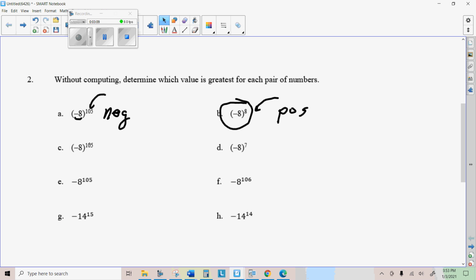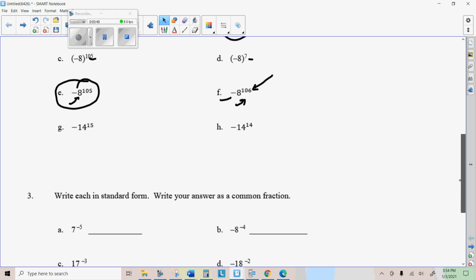Okay, now on the second problem, well actually I'll let you think about that, but it's a negative base, they're both odd, so you have to think about which is more negative. Okay, on this one where the negative's out front, these are both going to be negative answers. So since this is -8 to the 106, this is more negative, which makes it smaller. So that one's going to be a bigger answer.